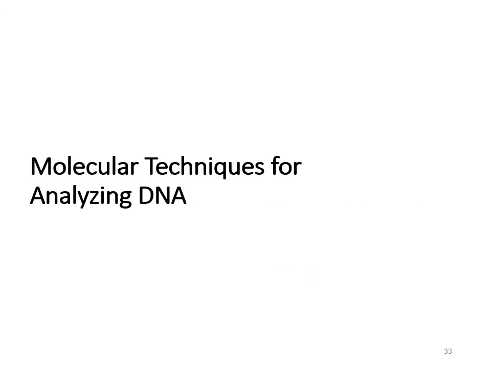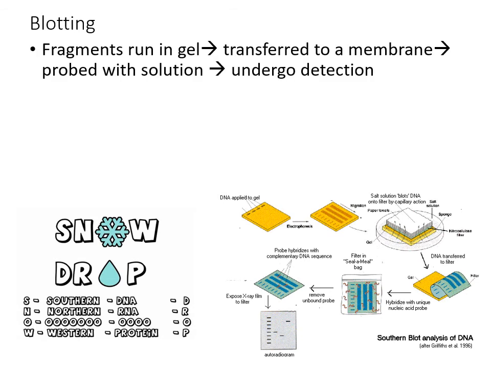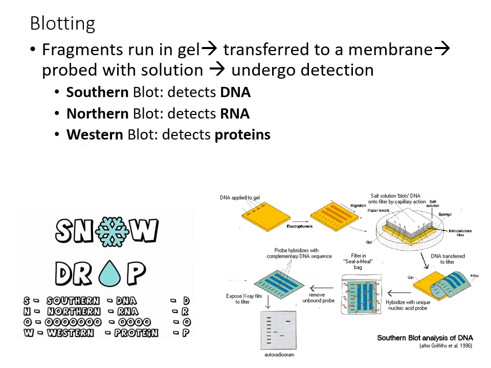The last few slides I want to cover are the molecular techniques for analyzing DNA. So with blotting, there are a few different forms of blotting that I want you to know the difference between. Now, in all of them, you'll have fragments run on some sort of a gel, then copied onto a porous membrane, and then probed to have some sort of detection. Now, what I want you to know is the difference among southern blot, northern blot, and western blot.